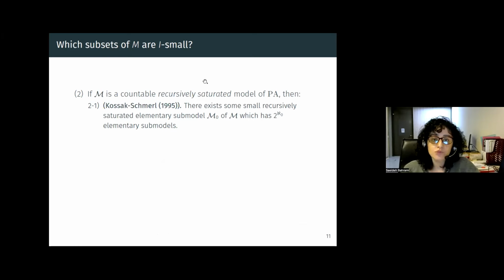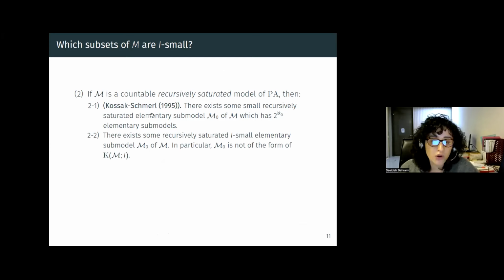Whenever we have a countable recursively saturated model of PA, Kozak and Schmer proved that there exists some small recursively saturated elementary submodel M0 of M. So it has 2 to the Aleph 0 many elementary submodels. With a similar strategy of their proof, we can prove that there exists some recursively saturated I small elementary submodel M0 of M, and in particular M0 cannot be of the form of K of M and I because this one is not recursively saturated.